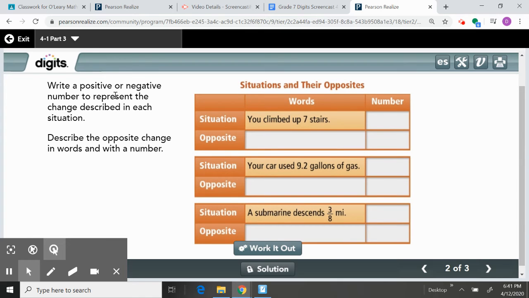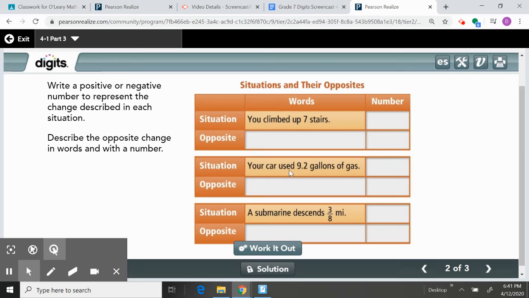It asks you to write a positive or negative number to represent the change, but you can't type in here, so I don't know why it says that exactly. But what we're going to look at is just on this page, the situations and their opposites. So it says you climbed up 7 stairs. If you went up, that would be a positive 7. The opposite situation would be what? Yes, you going down 7 stairs, which would be negative 7.